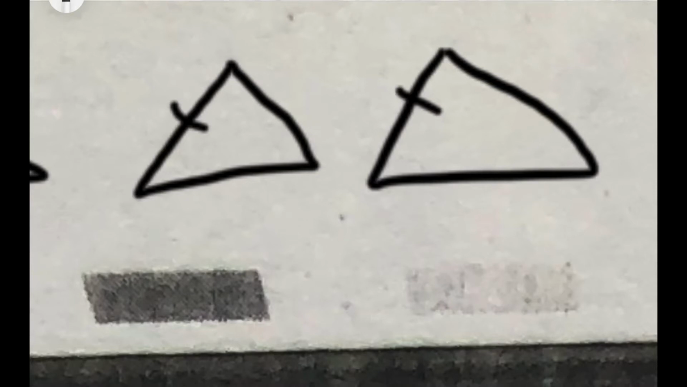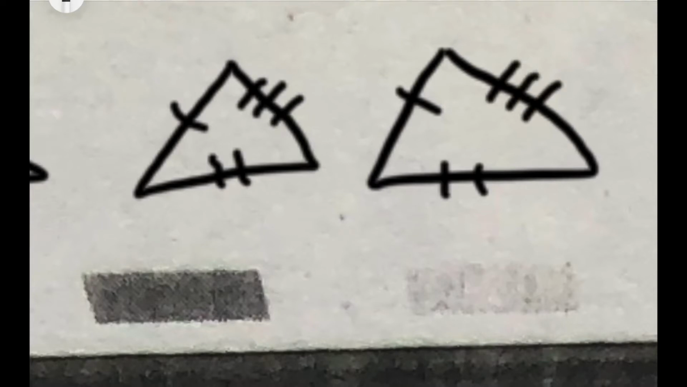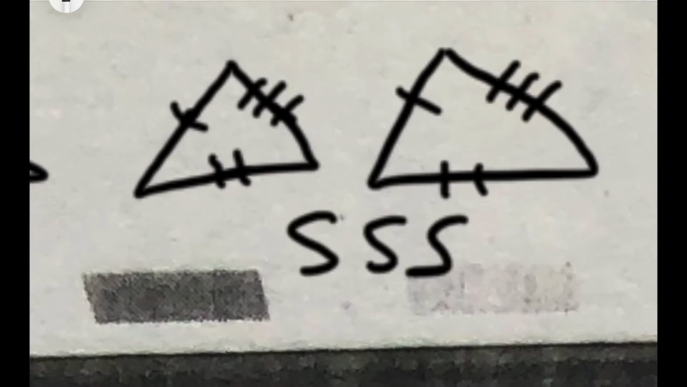Another example would be two triangles, and we're told this line and this line are congruent, this line and this line is congruent, this line and this line is congruent. So however many tick marks they have corresponds to which side they are congruent to. So in this case, side, side, side, it's congruent to side, side, side. So that is how we identify that they're congruent.